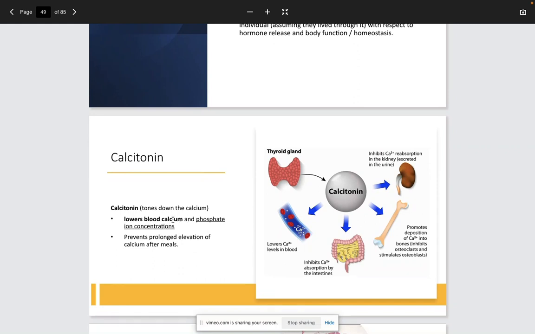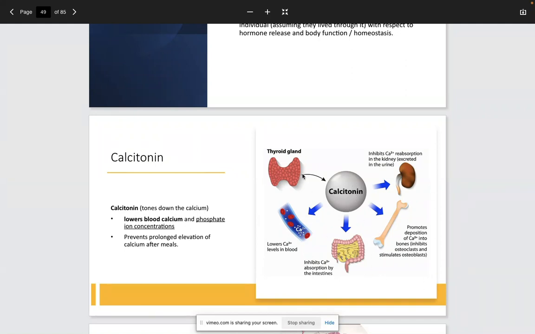So if somebody has something called hypercalcemia, in which the blood calcium is too high, that triggers calcitonin release from the parafollicular cells, and it goes and lowers blood calcium. It also lowers blood phosphate ion concentration, but for our purposes, I want you to know that it primarily lowers blood calcium. And it prevents prolonged elevation of calcium after meals. This is just an example of what I previously discussed with you.